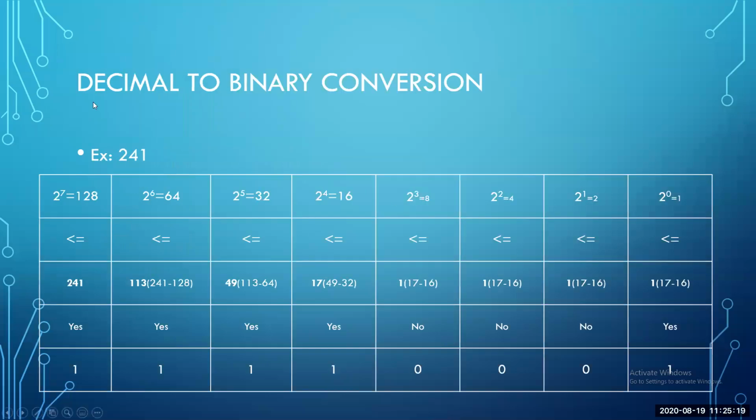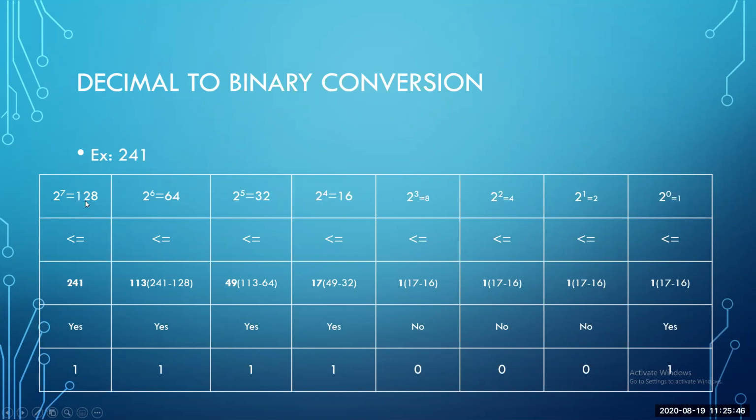All right. So now we're going to convert from decimal to binary. Okay. So from decimal to binary, we put up all these indexes again, right? 2 to the 7, 2 to the 6, to the 5, to the 4, 3, 2, 1, and 0. And we're trying to convert this number, 241. All right. So now we start left to right for this conversion.